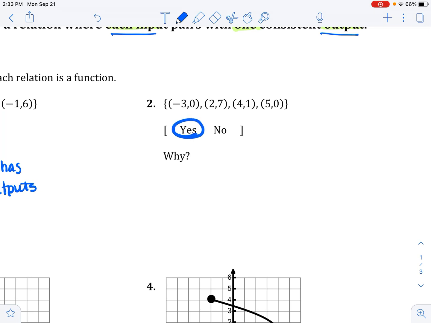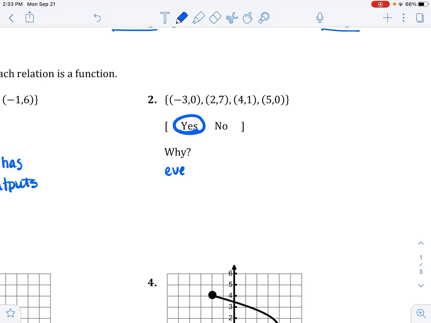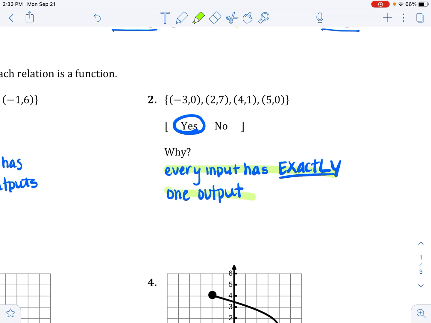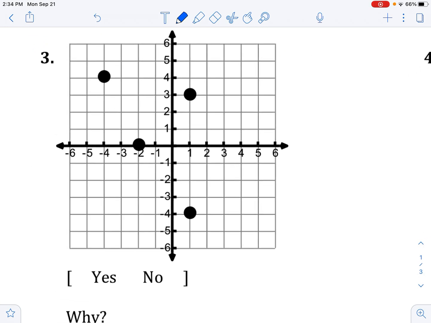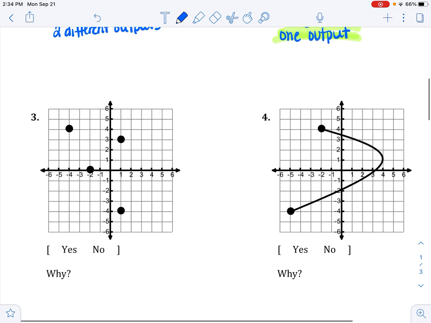So is this a function? Yes. And my answer, which is going to be an answer that you're going to learn to know and love, is: every input has exactly one output. It's a sentence or a statement that you should know very well, okay? Every input has exactly one output. You're going to write it a ridiculous amount of times throughout your math lives in high school.